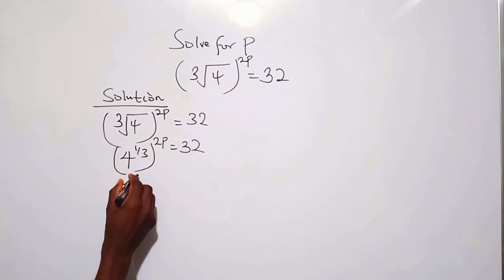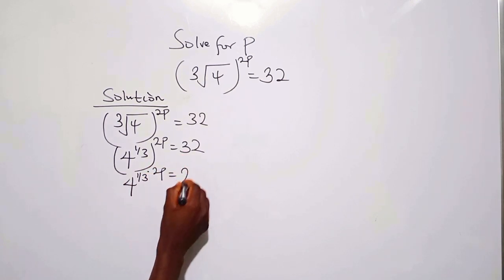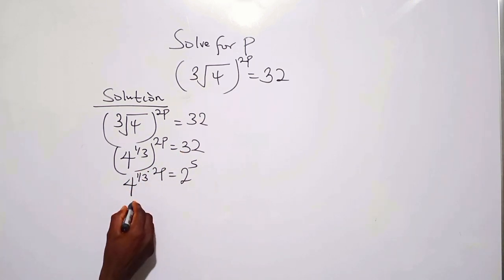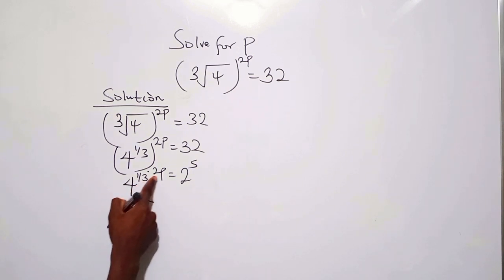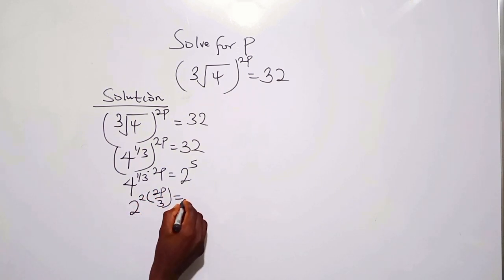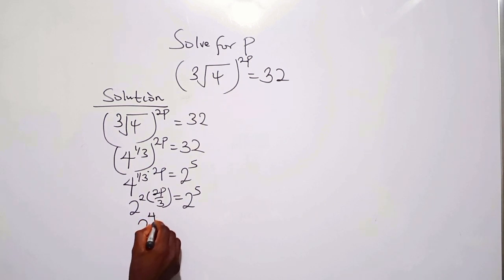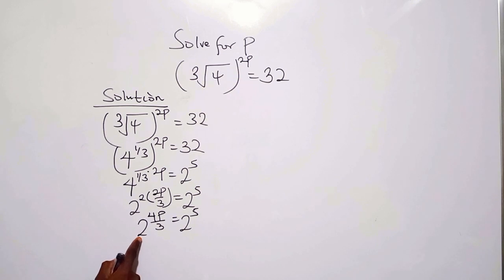So we have 4 raised to the power 1 over 3 times 2p equals, you can have this as 2 raised to the power 5, which is 32. Here we have this as 2 raised to the power 2, which is 4, so when we multiply this with this, we have 2p over 3 equals 2 raised to the power 5. So here we have 2 raised to the power, 2 times 2p is 4p over 3, equals 2 raised to the power 5. So we have the same base.